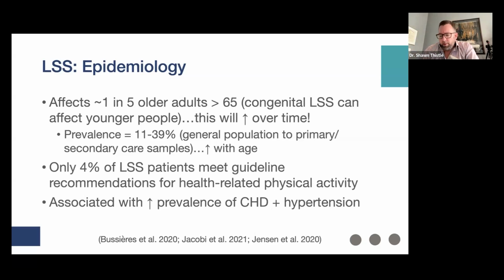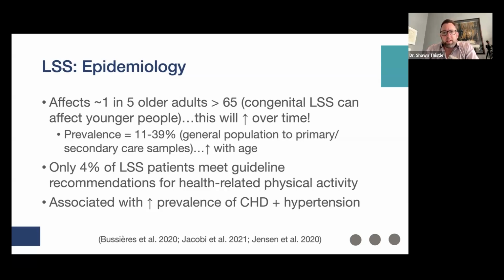Interesting correlates in the literature from an epidemiology perspective include things like 4%. This to me is shocking. If you want to look at preventive measures for these sorts of conditions, I'm speculating, but I don't think exercise ever has a downside, to be honest. But only 4% of lumbar spinal stenosis patients actually meet clinical guideline recommendations for physical activity. To me, that's shocking.